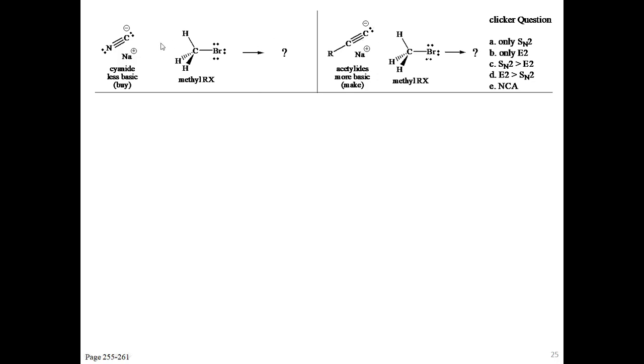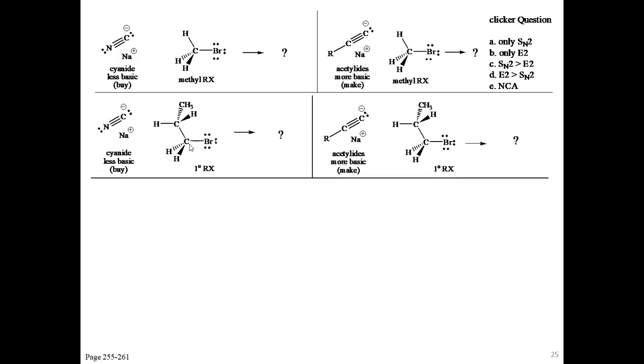So at methyl, these are both good nucleophiles. So I mainly get SN2. At primary, same thing. Mainly get SN2, but I do have the possibility of a little bit of E2. So you just want to be aware of that. But for both of these, mainly SN2.